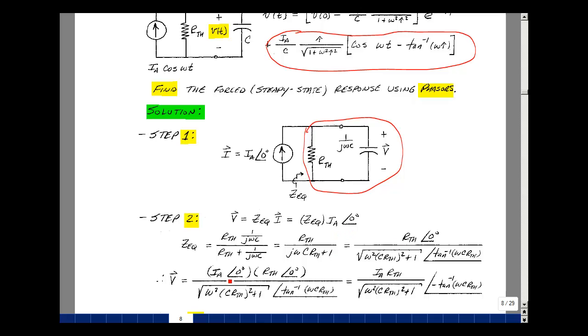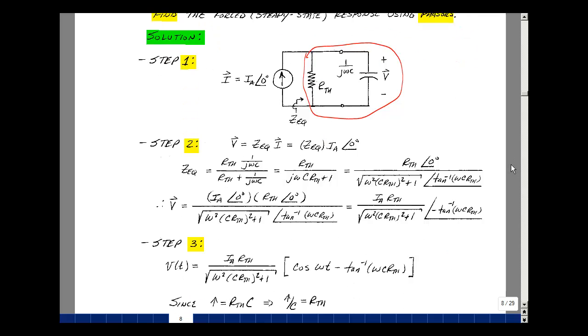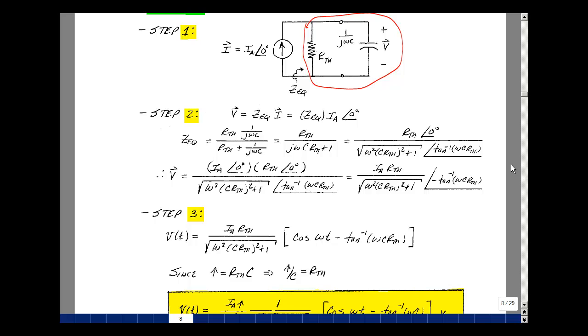So then I've got my current times my impedance. And I'm just going to clean this up a little bit. So I've got the magnitude of I sub A and R Thevenin together. The two angles of 0 and 0 add to 0. Our denominator magnitude. And then the negative of the denominator angle would be the overall angle. That would be a minus the arctangent of omega c times R Thevenin. Then in step 3, we're going to put the cosine of omega t between the magnitude and the angle. So it's right over here.